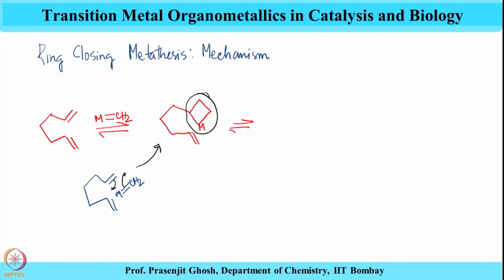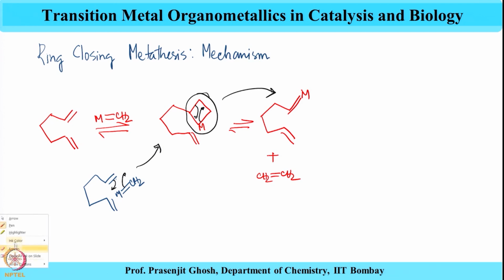that then results in the metal carbene ring along with the formation of ethylene, and that is formed from this metallocyclobutane to give this product.